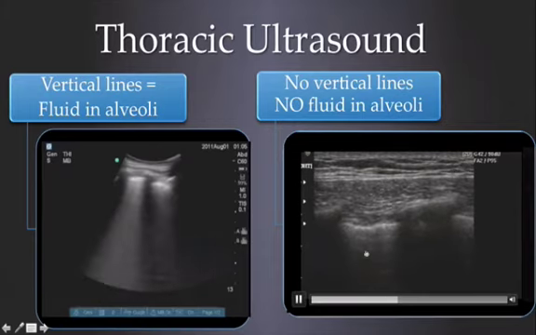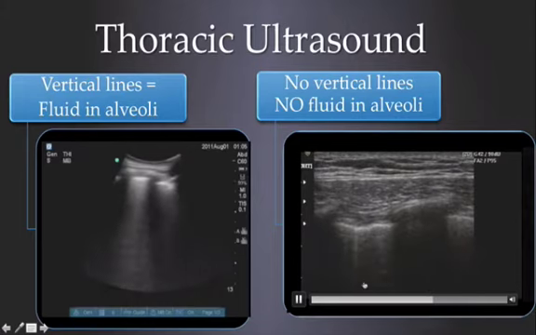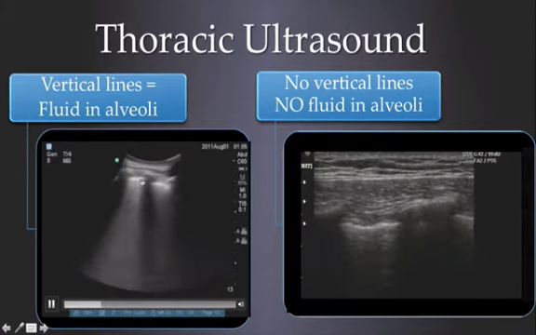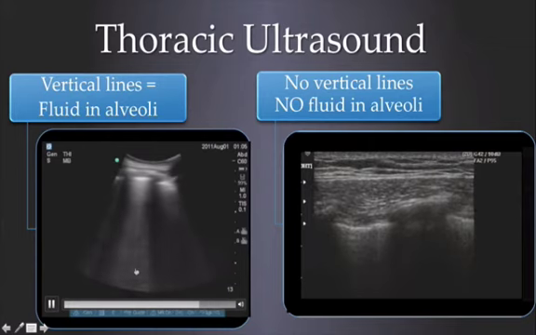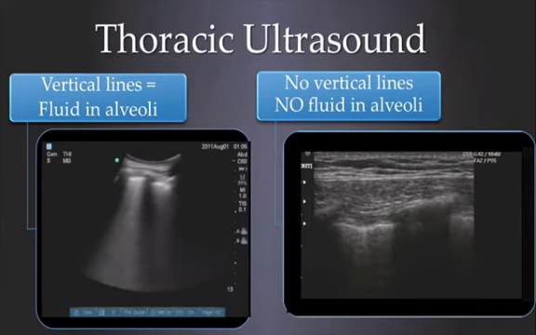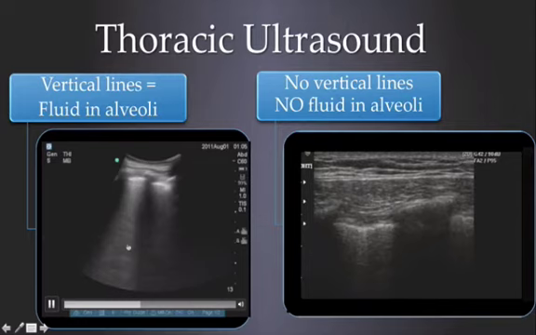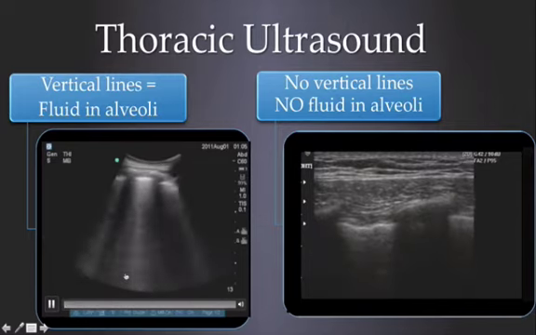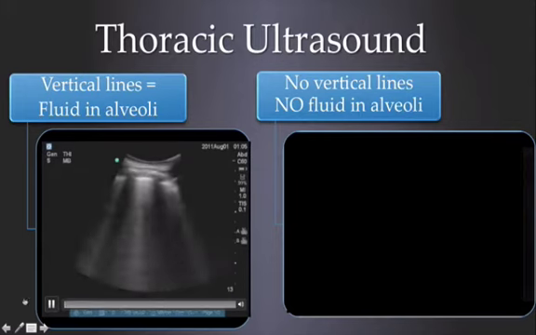This is in contrast to this. This is normal aerated lungs, and we don't see those vertical lines starting at the pleura and going off the screen. The number of these vertical lines or lung rockets is proportional to the amount of fluid present. So a single line coming from the pleura off the screen would be little fluid. This has many lines coming off the screen. This would be more fluid or a lot of fluid.